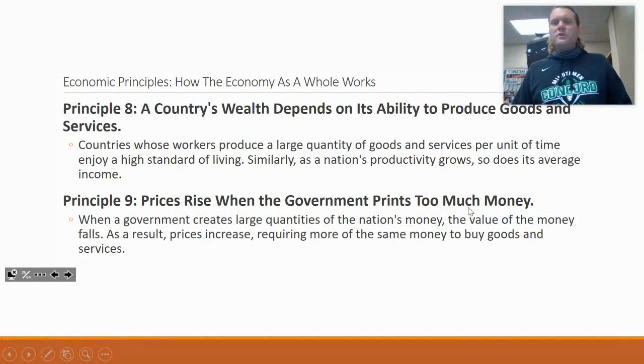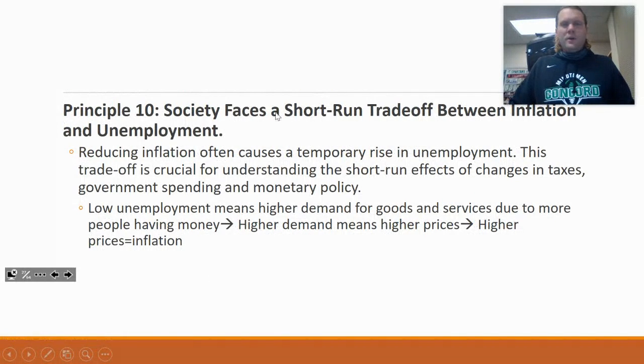If the government prints too much money, prices are going to go up. Those of you that have taken U.S. history, you guys are familiar with the situation in Germany. The best example of that is when Germany tried to print their way out of World War I debt. It ended poorly.